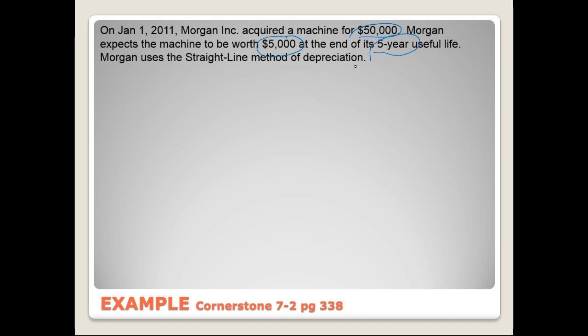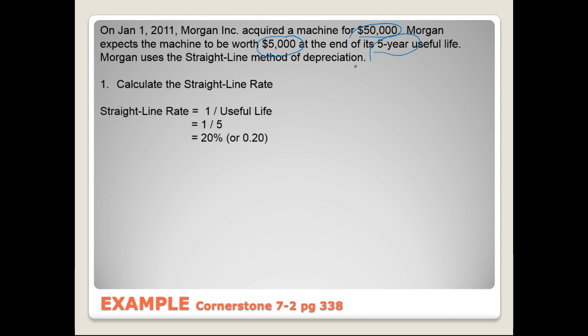Now, remember that straight line rate? Can we calculate the straight line rate from the information we have? Well, yes, we can. Remember, straight line rate is just 1 divided by the number of years of useful life. So in this case, it would be 1 divided by 5, which means this asset, this machine that Morgan acquired, will be depreciating at an annual rate of 20%.